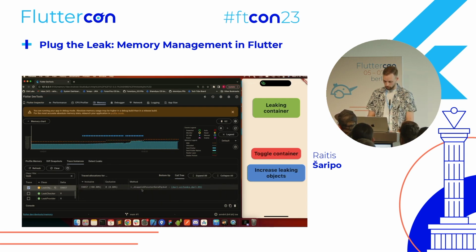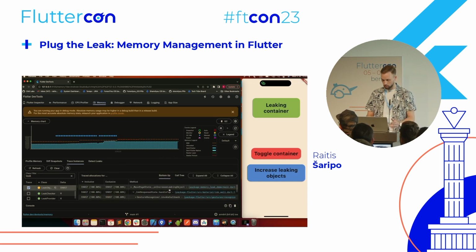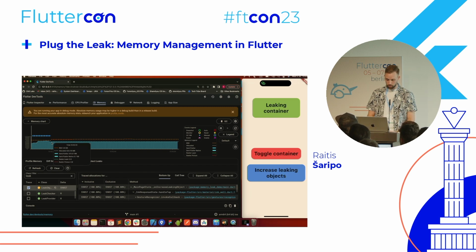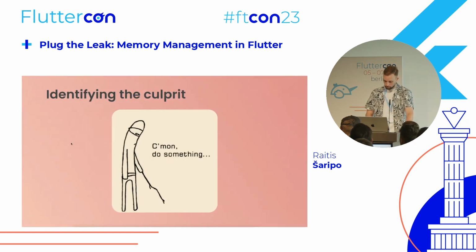and see just a regular call tree. So this would be the last method. This also indicates where the objects are being generated from, specifically the private method of the MainPageState class, increaseLeakingObject. Again, with this information, we could now dig into our code and go further. Also, as you can see, the consumed memory grew significantly. So that's about it for the demo.